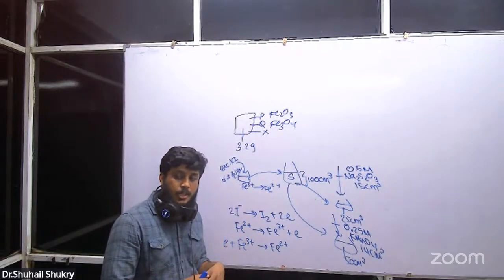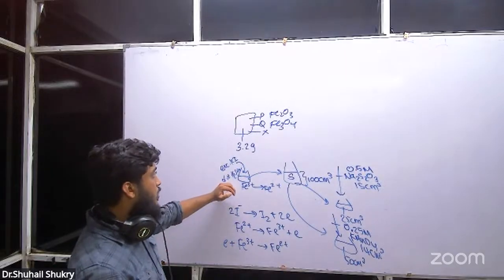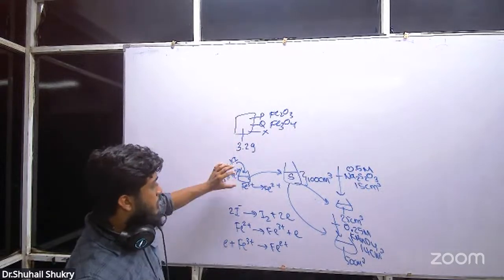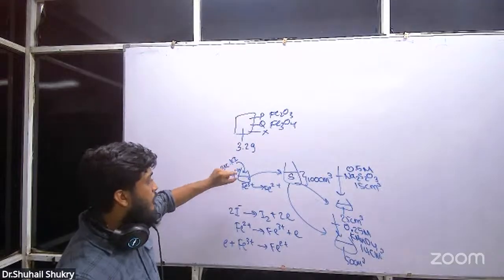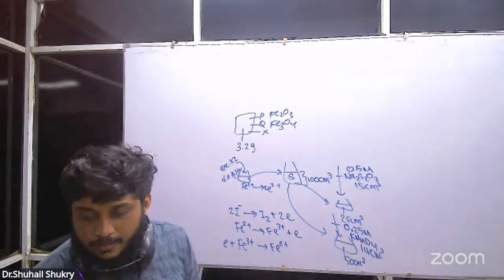So I- should react with whom? Fe3+. So I- and Fe3+ will react in this solution. This is the initial solution of 3.2 gram. In this, only Fe3+ will react. Under that reaction, they have already given it.